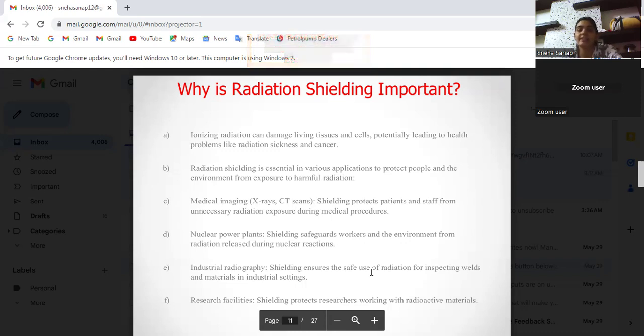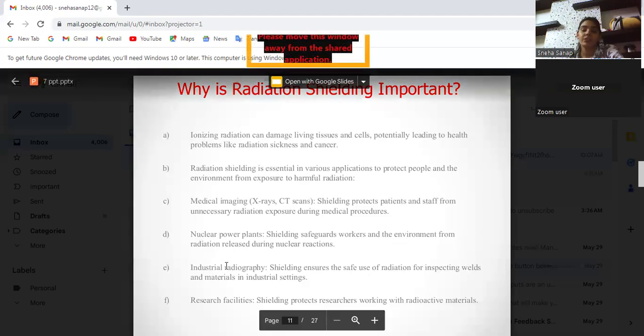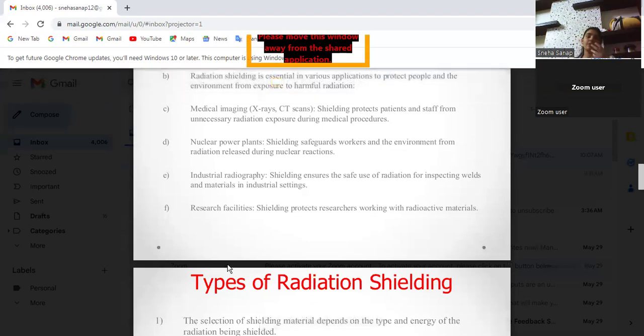In medical imaging, X-rays and CT scan shielding protects patients and staff from unnecessary radiation exposure during the medical process. When we go to hospital for X-rays or a CT scan, our body is also protected by these shielding materials. In nuclear power plants, shielding protects workers and the environment from the radiation released during nuclear reactions. Industrial radiography shielding ensures the safe use of radiation for inspecting welds and materials. Research facilities also use shielding when handling radioactive materials.